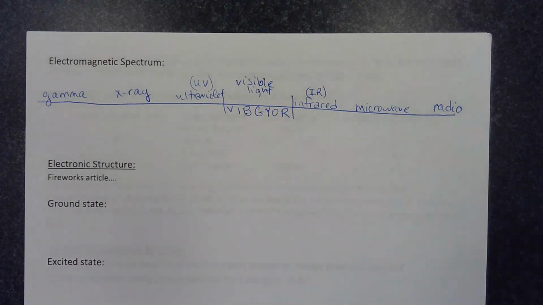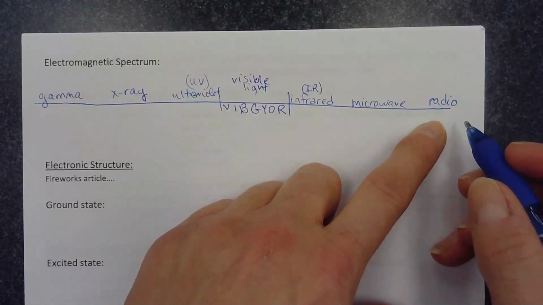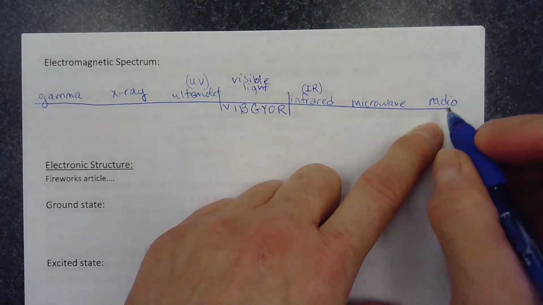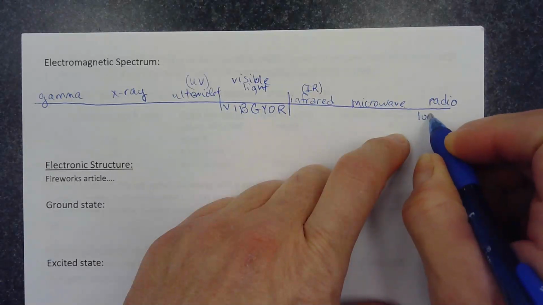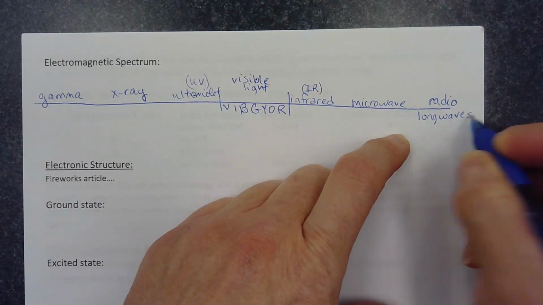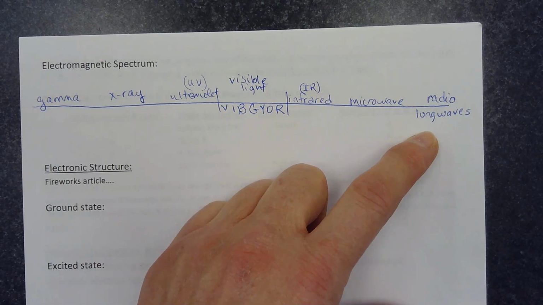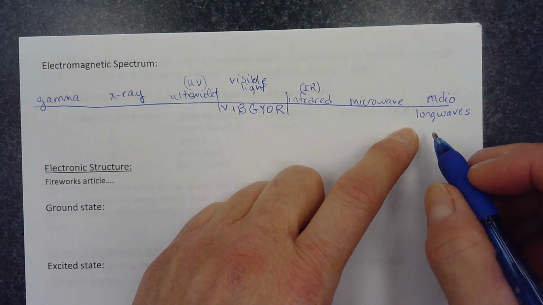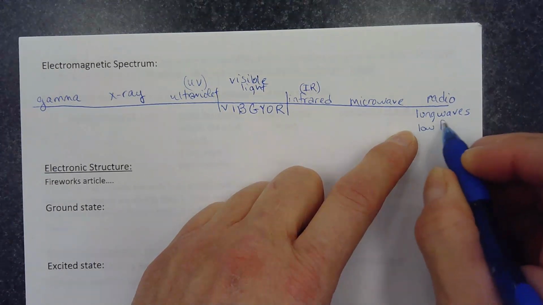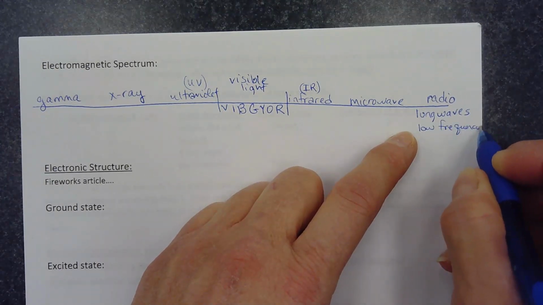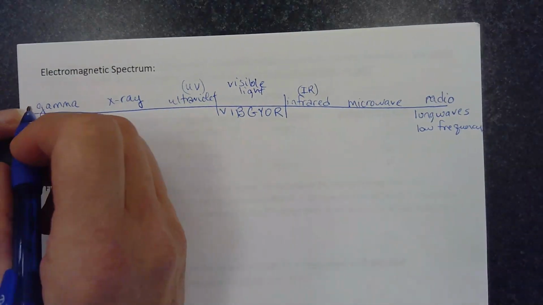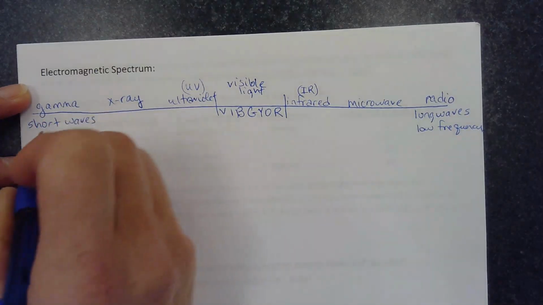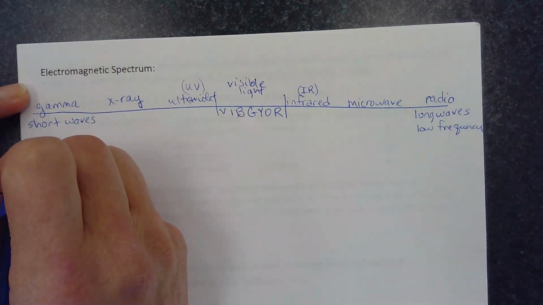And so let's look then at what that means. Those radio waves are the long waves. That's a long wavelength. So radio waves are long wavelengths. So I'm just going to put long waves. And they had what frequency? High or low? Low frequency. Gamma rays over here are short waves. And they had what? High frequency.